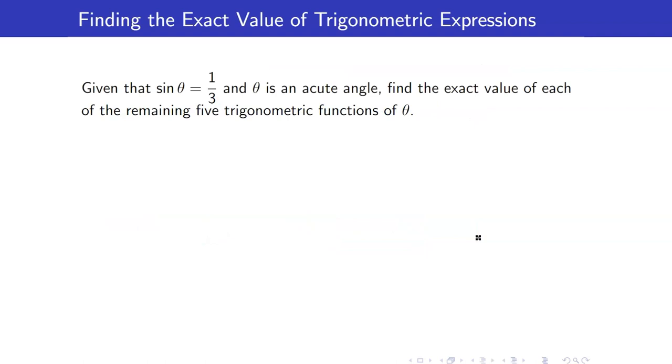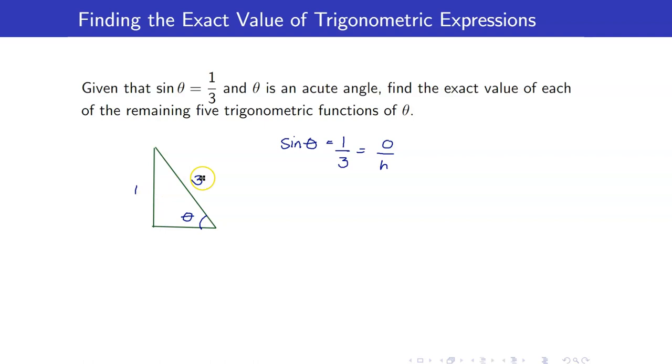Here's another example. We're given that sine of theta equals 1/3 and theta is an acute angle. Let us find the exact value of each of the remaining 5 trigonometric functions. The first thing that you have to do here is draw a right triangle because it says here that theta is an acute angle. Let us suppose this is my theta and we have sine theta is equal to 1/3. What is sine theta? It's opposite over hypotenuse. So, without loss of generality, I will take the opposite to be equal to 1, and the hypotenuse to be equal to 3.